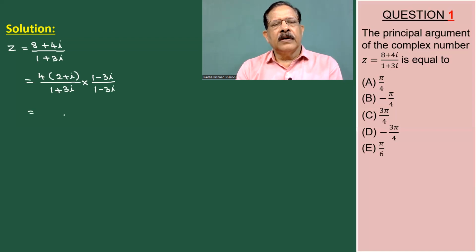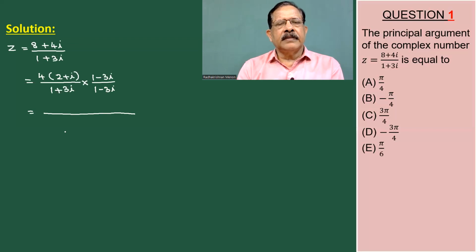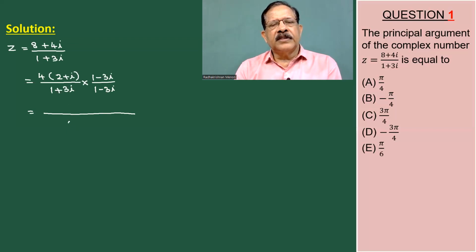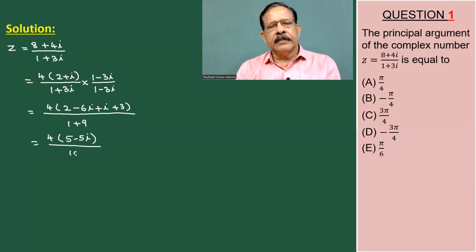Now, of course, the denominator is 1 squared plus 3 squared. In the numerator, when you multiply, you will get 2 minus 6i plus i, and then minus 3i squared, which is nothing but plus 3. Again, this is equal to 4 into (5 minus 5i) divided by 10. On simplification, you will get 2 into (1 minus i).